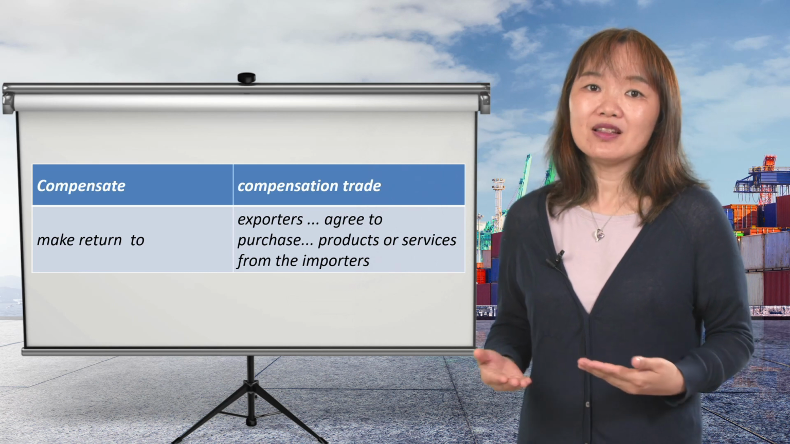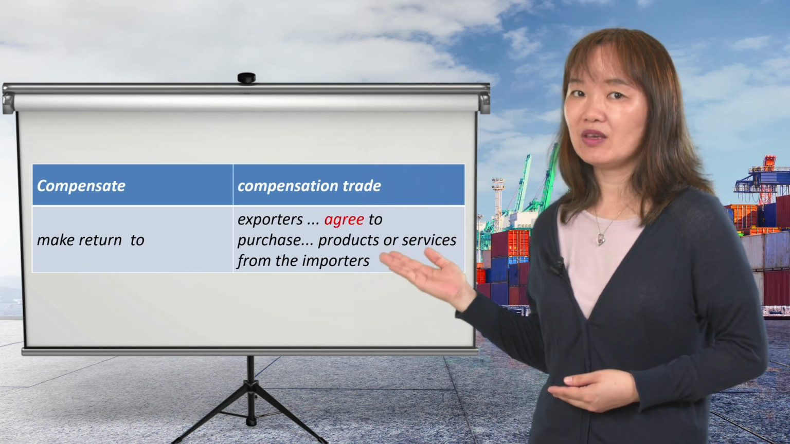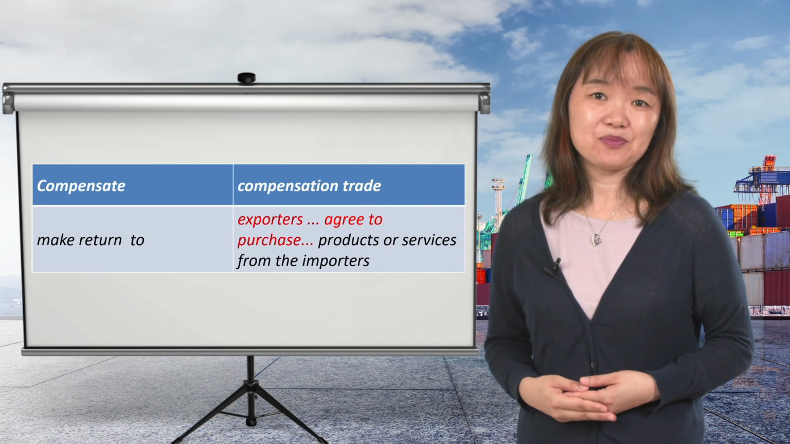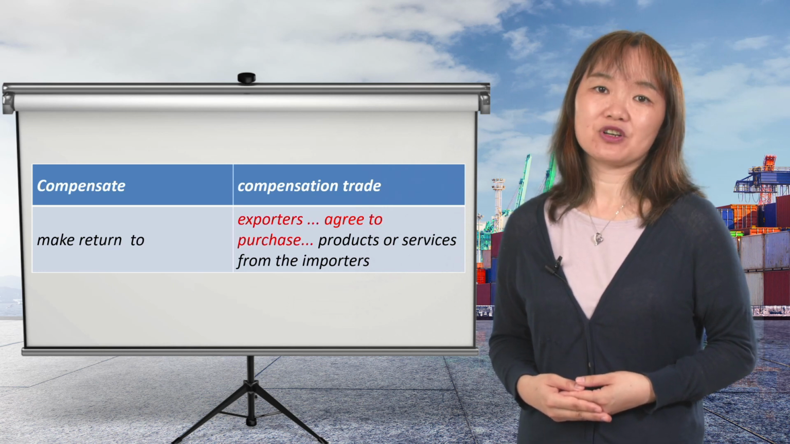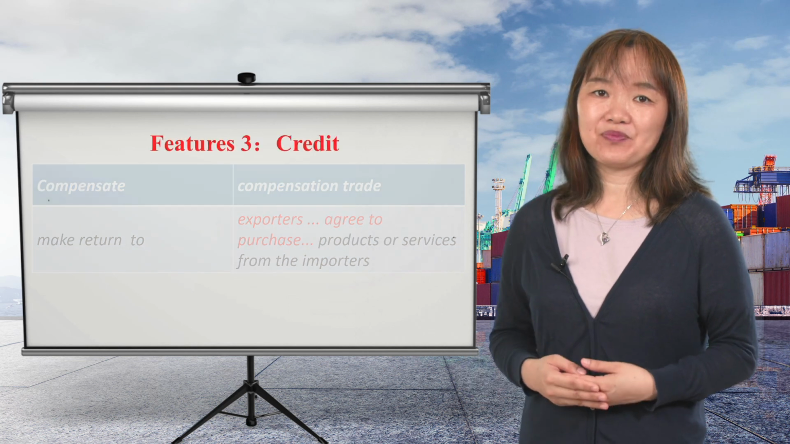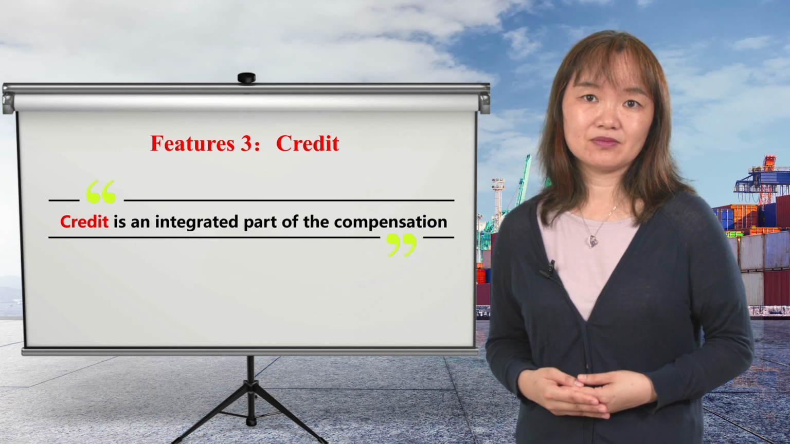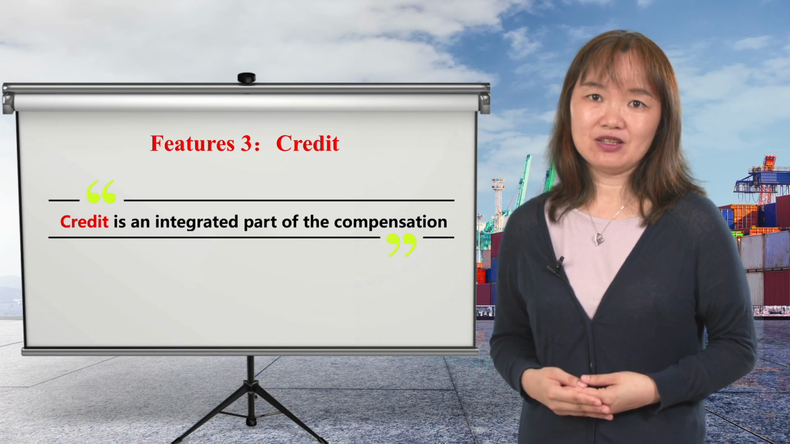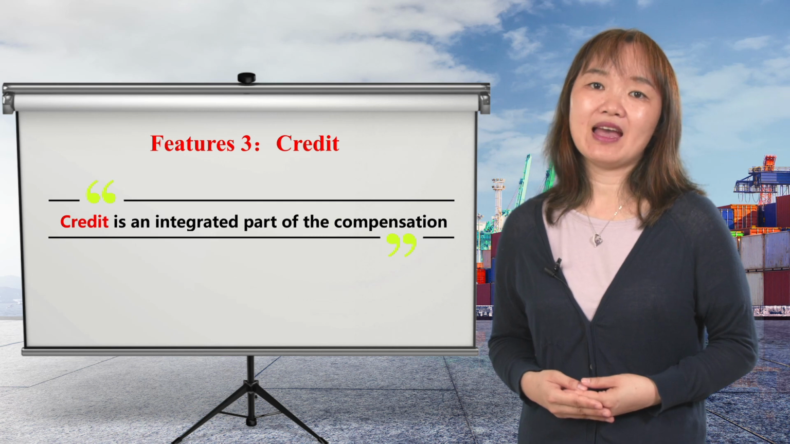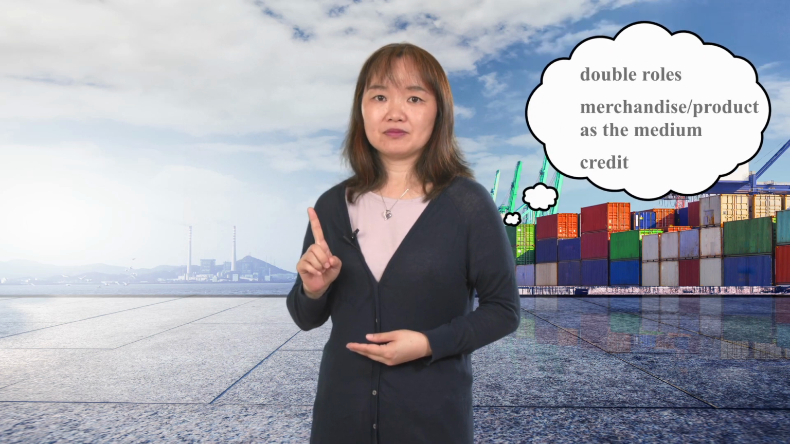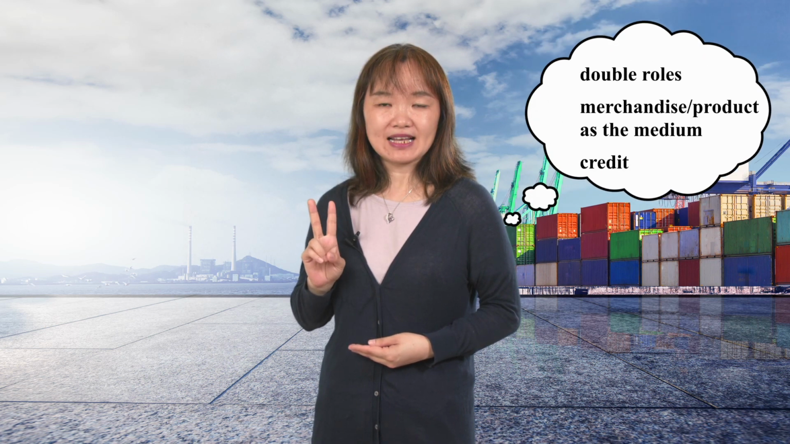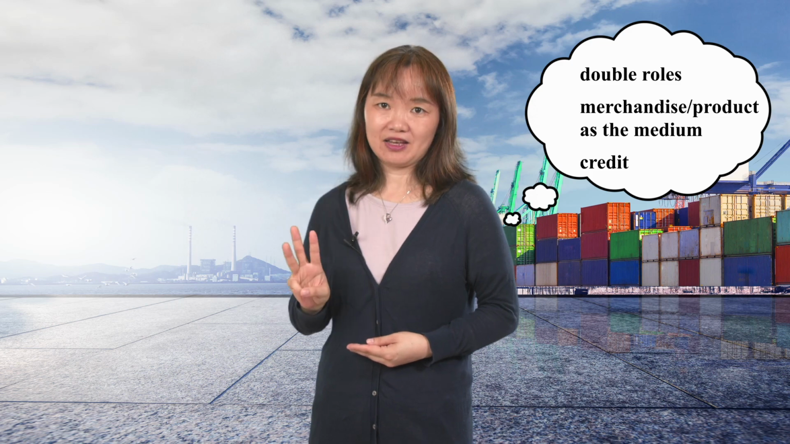Thirdly, what can we learn from the keyword agree from the expression of exporters agree to purchase? We can see that credit is an integrated part of the compensation. That is to say, compensation is based on credit and commitment. So, in short, the key features of the compensation trade are double roles, merchandises and products as the medium, and credit.